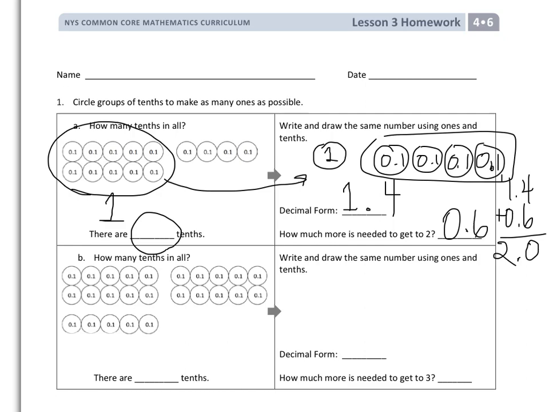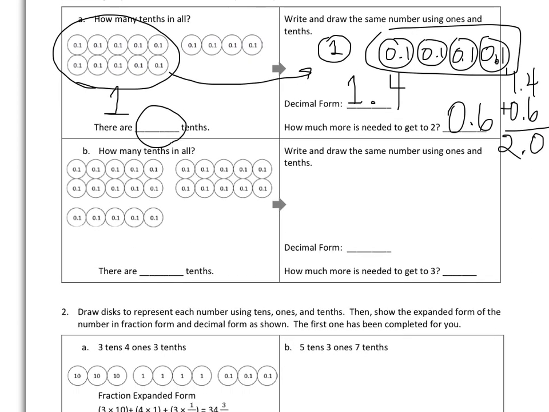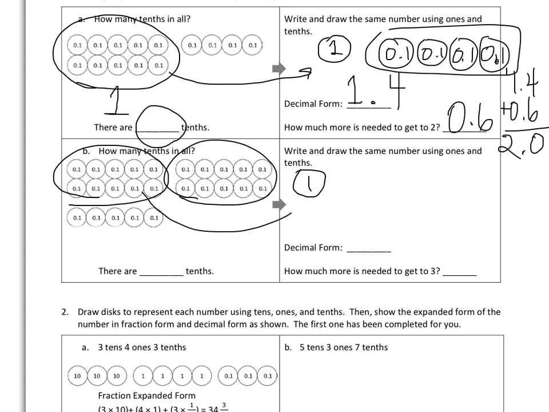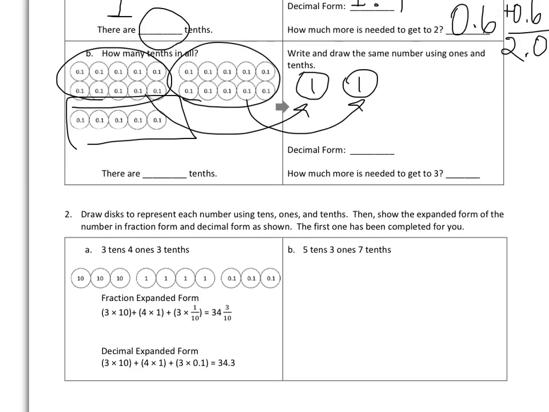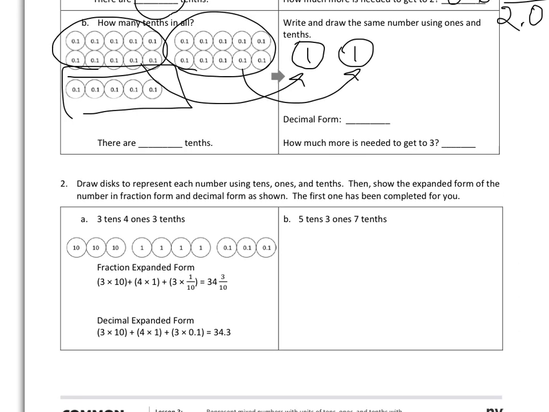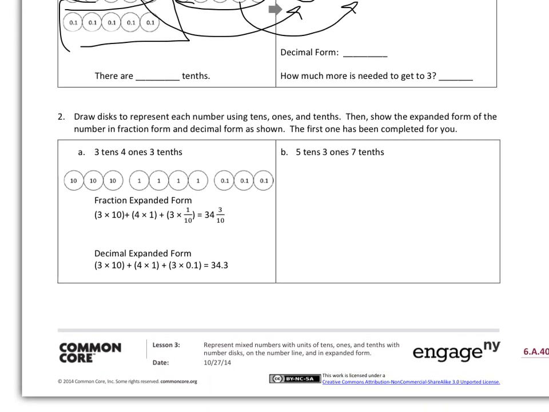So students are going to keep doing that here. Every time they circle 10 tenths, they're going to exchange that for 1 whole. So then these become a 1. And then this one would also become 1 as well, and then these would just move as themselves for part B. Same work though with decimal form, and then how many more is needed to get to the next 1 whole, or in this case 3.